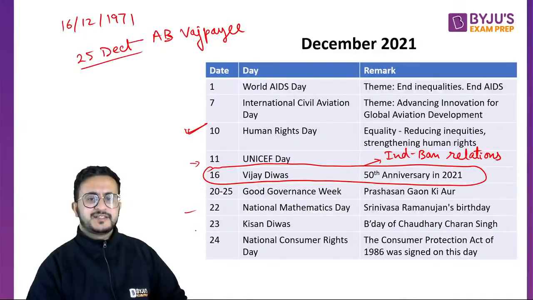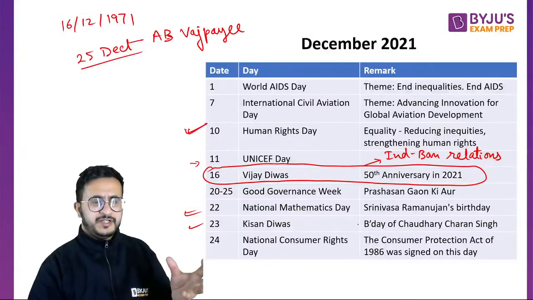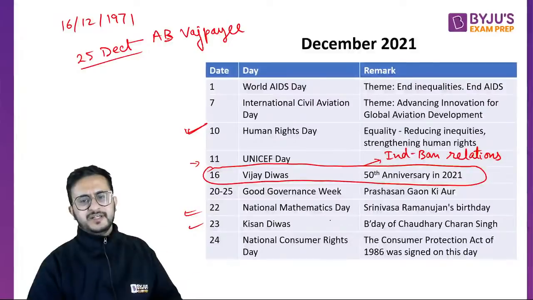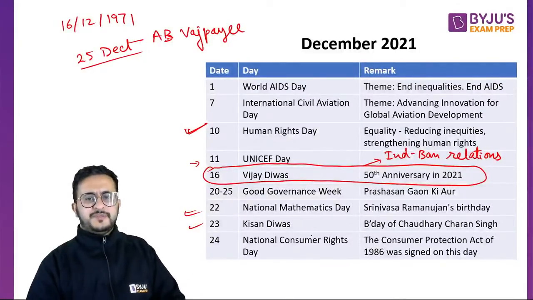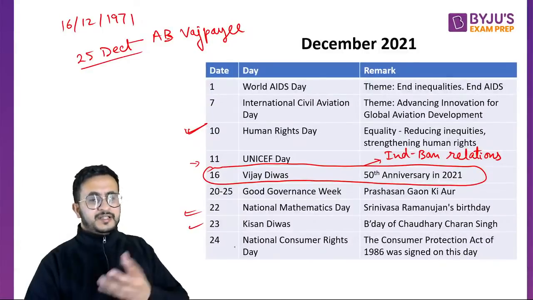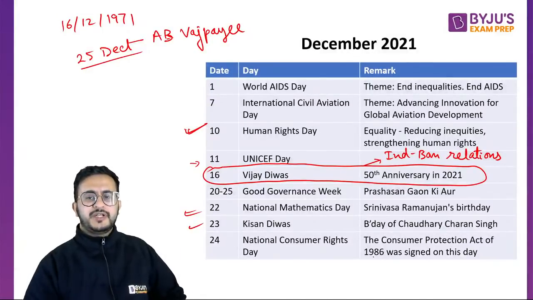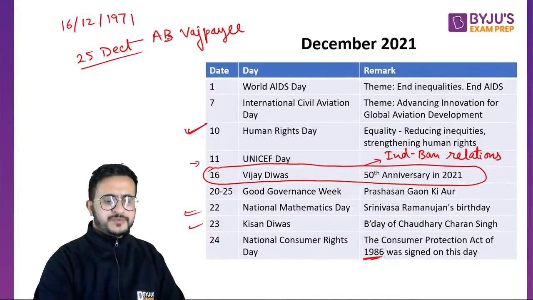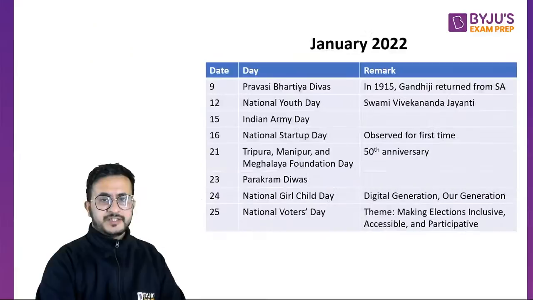So these things, whose birthday is National Education Day, whose birthday is Kisan Divas, these are some static information as well. The National Consumer Rights Day is observed on 24th of December. The reason being that the Consumer Protection Act came into picture in 1986 on this day. So that is the reason why this day is observed as National Consumer Rights Day.